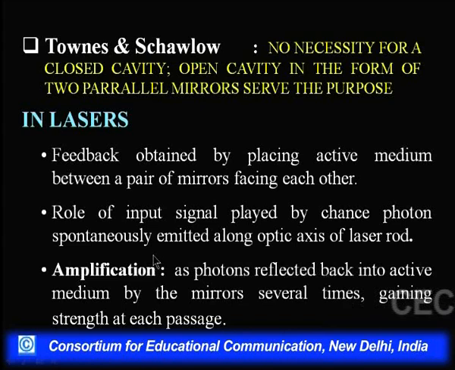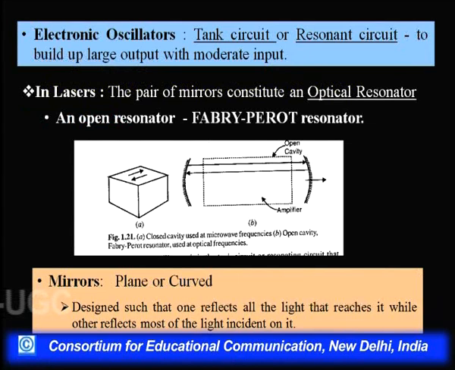The role of the input signal is played by a chance photon spontaneously emitted along the optic axis of the laser rod. But here we require amplification. The amplification occurs as a photon is reflected back into the active medium by the mirror several times, gaining strength at each passage, through which the amplification takes place. Now, this is the arrangement, and this is also known as a cavity or optical cavity. This is defined here as the open cavity. In this cavity, the amplification takes place.